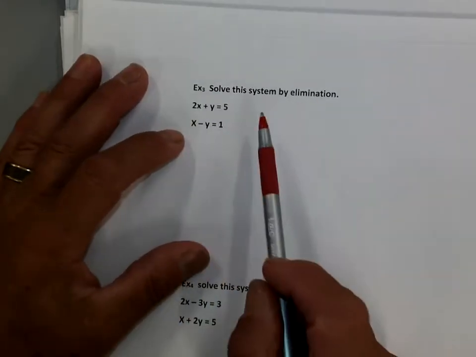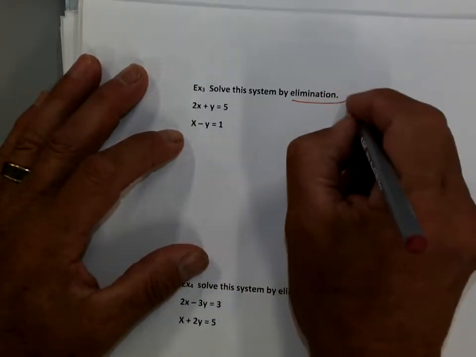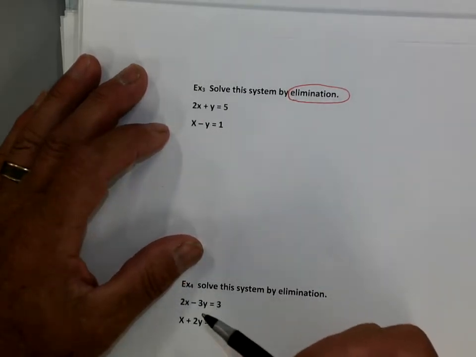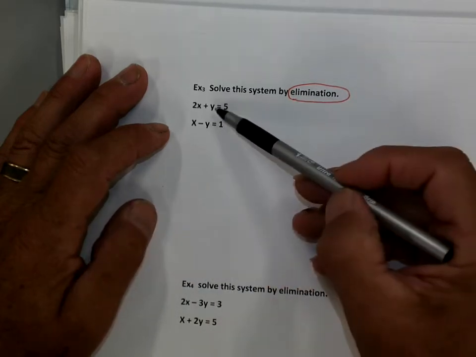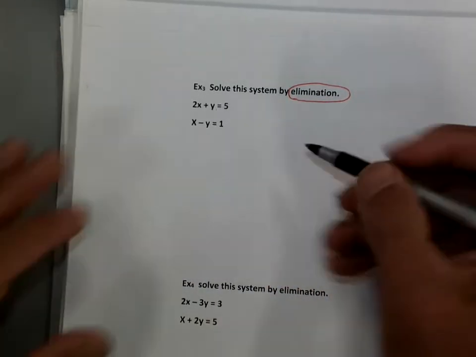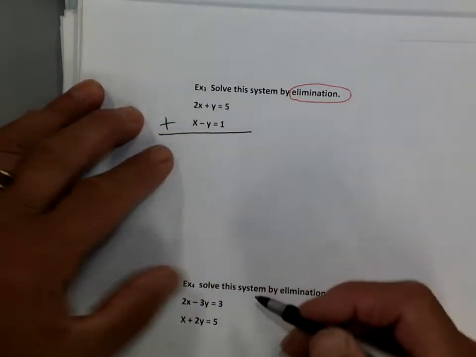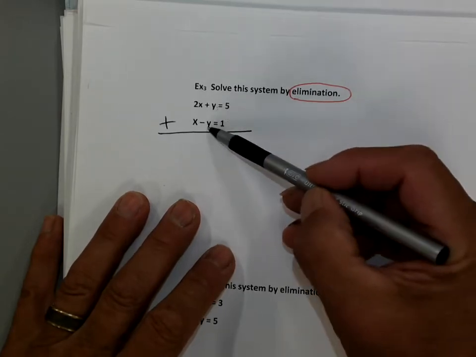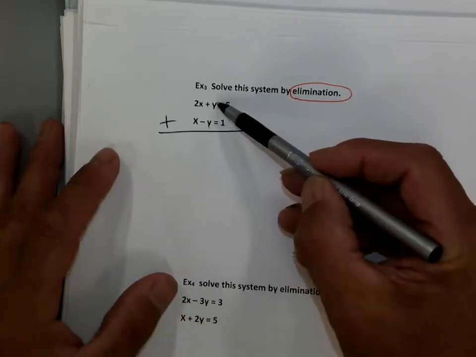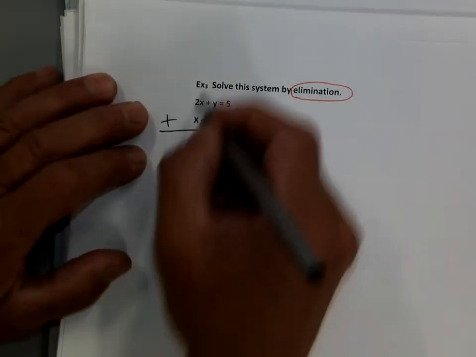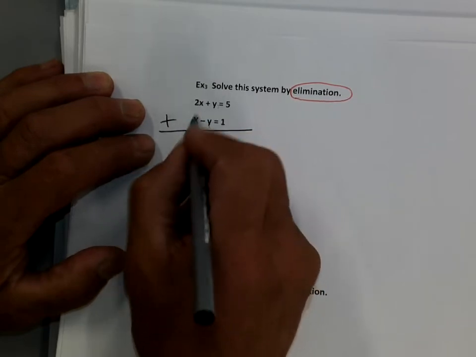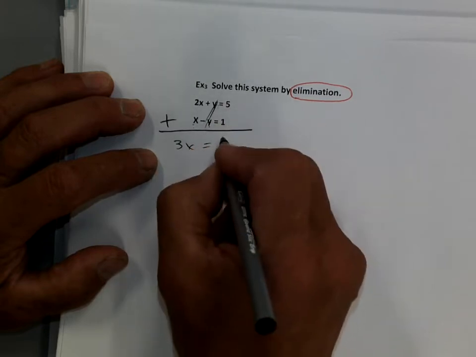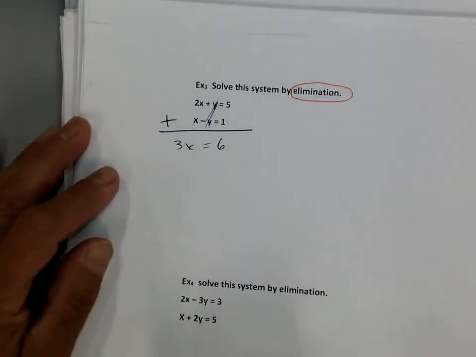Example 3, solve by elimination. What does elimination mean? It simply means to eliminate one of the two variables. In this case, we have a positive y and a negative y. If I simply add the equations together, my positive y and negative y would cancel out. We did this last year. I just recognized how easy this was. If I add them, I get 2x plus 1x makes 3x. Positive y and negative y cancel, equals 5 plus 1, which is 6. Now that gets pretty easy, doesn't it?